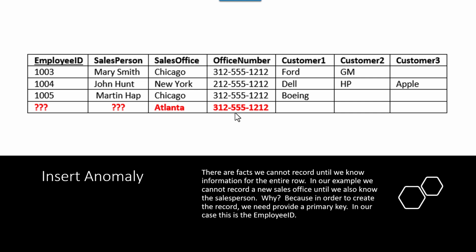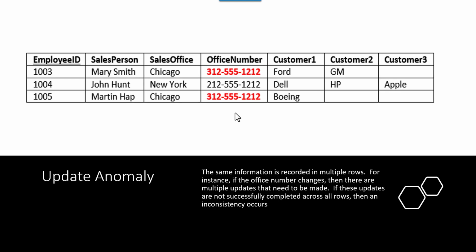So we can't even start sending PO boxes for furniture or whatever to the Atlanta office because we don't have a record of it yet. So this would be the insert anomaly. If we had sales office in a separate table, this wouldn't be an issue. The other is an update anomaly.